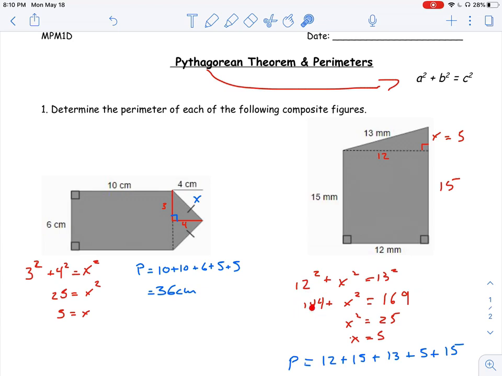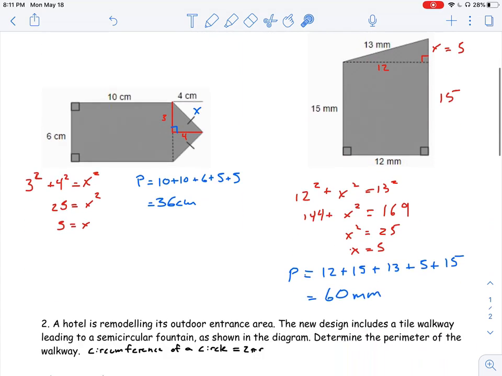I bring my 144 across the equal sign. That sign changes to a negative. So 169 take away 144 gives me 25 is equal to x squared. Square root both sides. X is equal to 5. So I have 12 plus 15 plus 13 plus 5 plus 15 gives me a value of 60 millimeters.